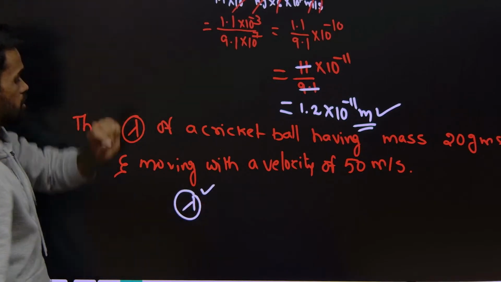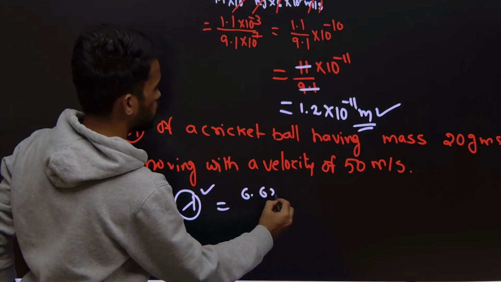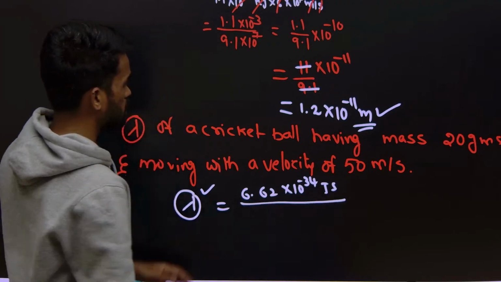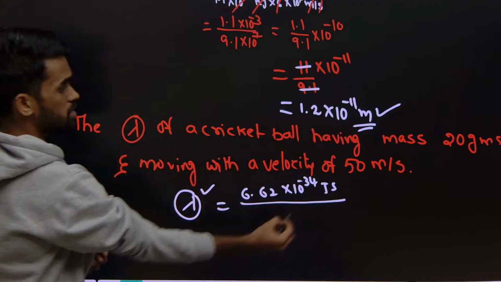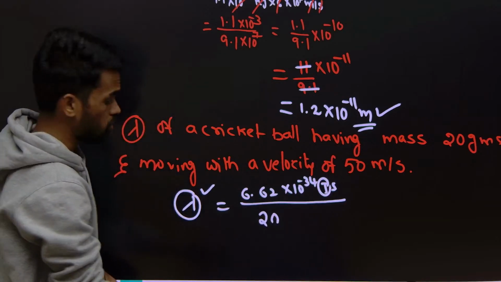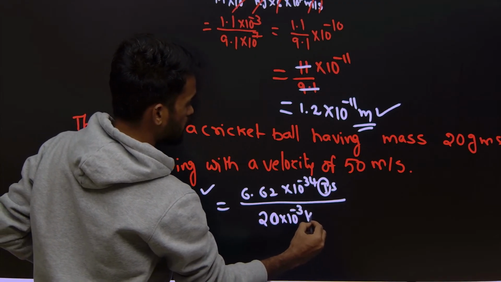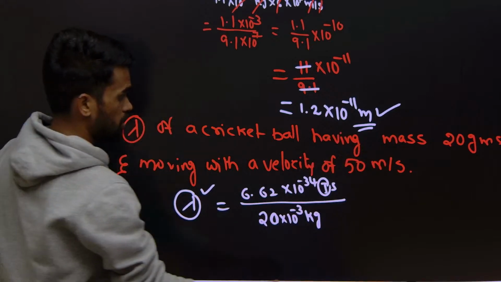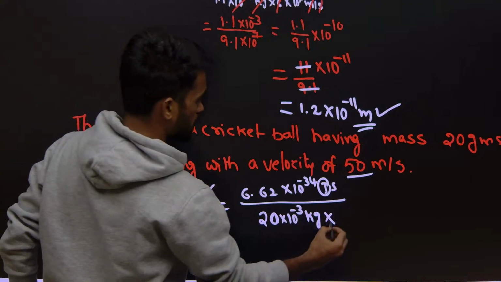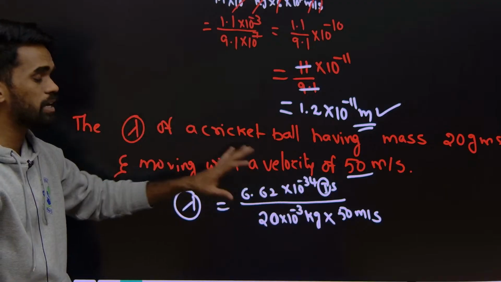Very simple now. So lambda means h by mv you can take. h you have 6.62 into 10 power minus 34 joule second. And what is the mass given? Mass is given as 20 grams. You can take 20 grams, but SI units, joules here we have, so write it in kg. So 20 into 10 power minus 3 kg I can write in place of grams. Right. Multiplied with what is the velocity given? 50 meter per second now. That's it. You can simplify this. You will get your answer.